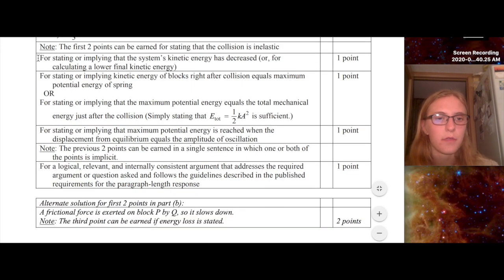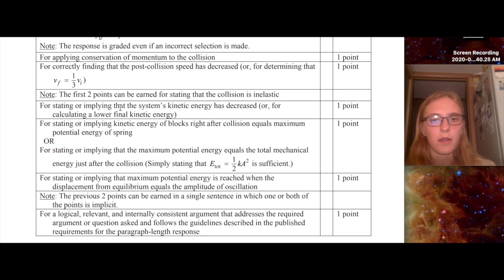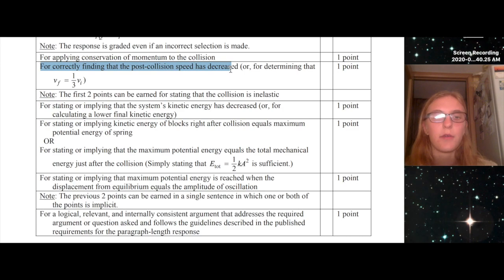Third point, for stating or implying that the system's kinetic energy has decreased. So previously you got a point for saying that the speed decreased, but you also need to connect that to the fact that because the speed has decreased, the kinetic energy also decreases. So you have to connect the speed to the kinetic energy.